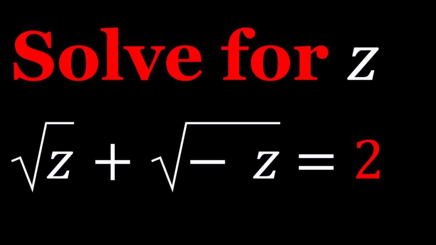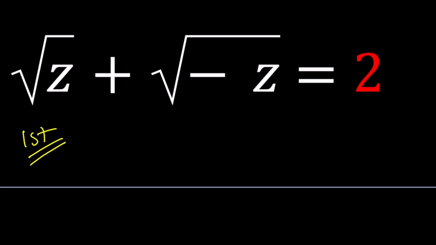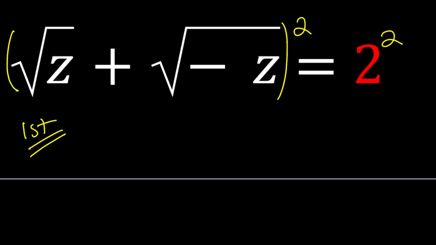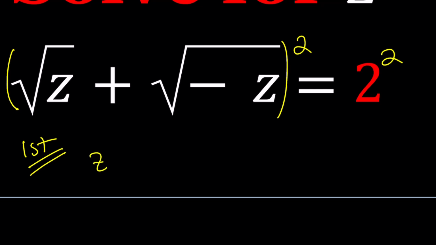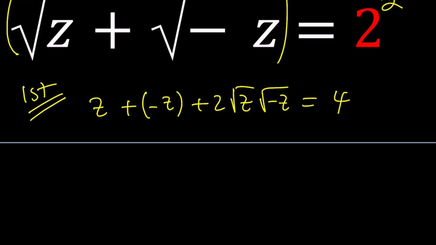So first method. For my first method, I'd like to square both sides, because why not? If you square both sides, you're going to get something nice, because the radicals are going to disappear for the most part. We're going to get z plus negative z plus 2 times the square root of z times the square root of negative z equals 4. Awesome. Obviously, z and negative z are opposites, so their sum is always 0, even if they are complex numbers.